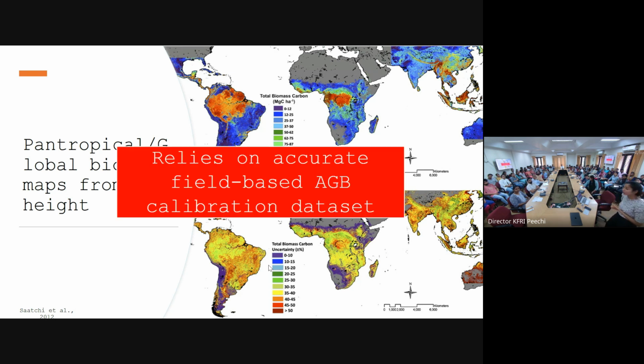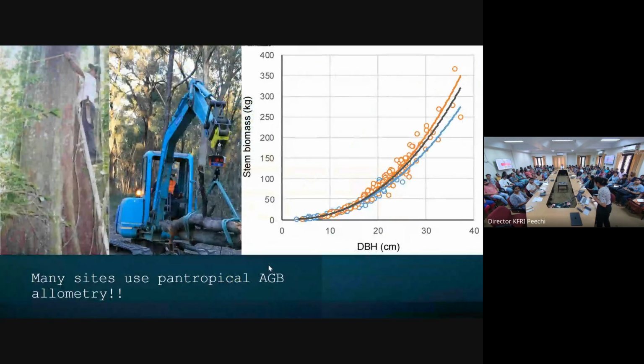So one of the major sources of this uncertainty is that you need an accurate calibration data set. So how are you deriving your height to biomass model? Because that model is used to estimate your biomass, if your data is really good, you're going to get a better model. But if your data is not that great, you're not going to get a good model. So the sources of uncertainty come predominantly from your calibration data set.